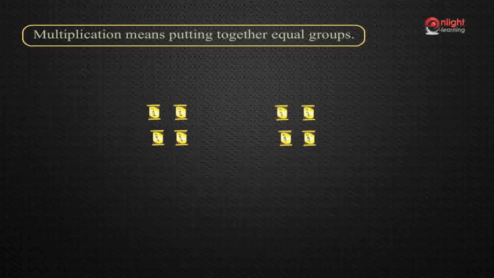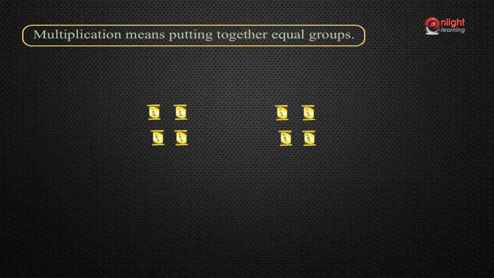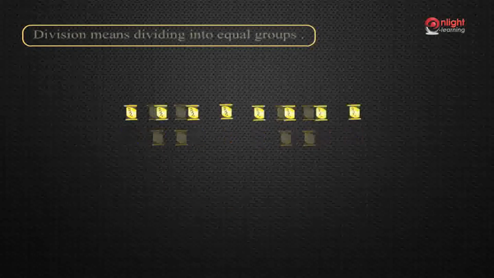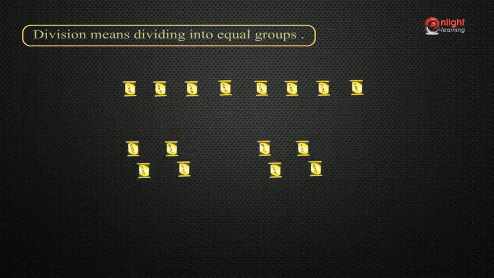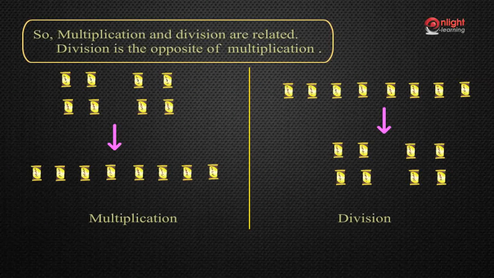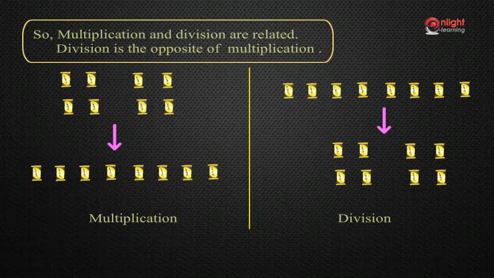Division and multiplication are related. Multiplication means putting together equal groups. Division means dividing into equal groups. So, multiplication and division are related. Division is the opposite of multiplication.